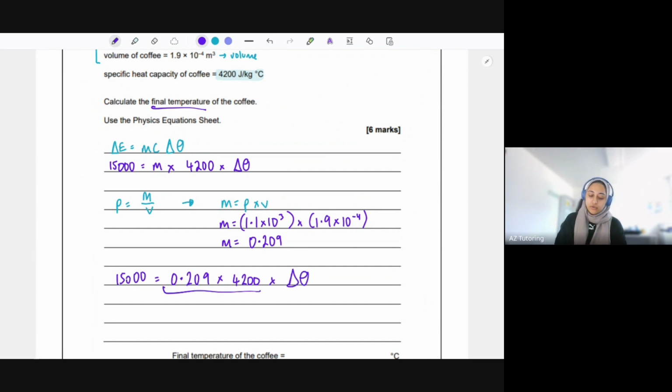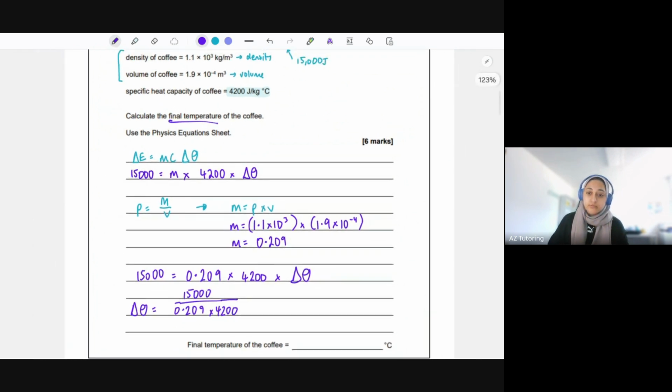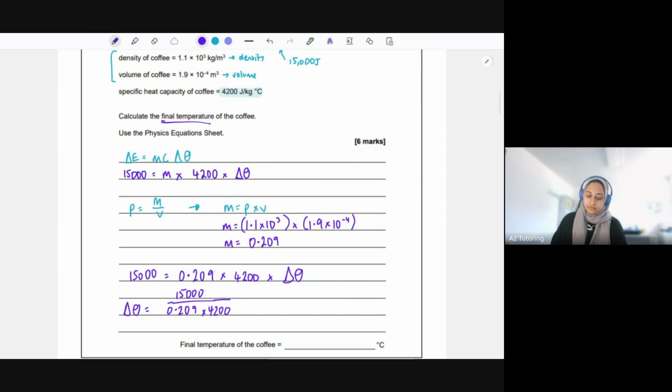So rearranging this, I can put these two onto the other side. So therefore, our temperature change is 15,000 divided by 0.209 times 4,200. Working that out, I get 17.0881. Now, that's not our answer because what they want is the final temperature. What we've just worked out is the temperature change. We've just worked out delta theta, which is the temperature change.